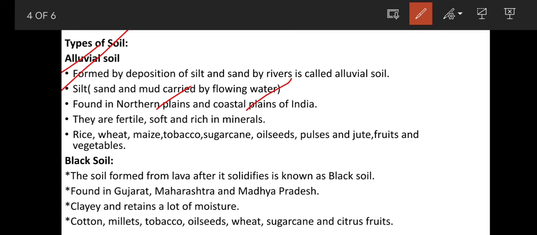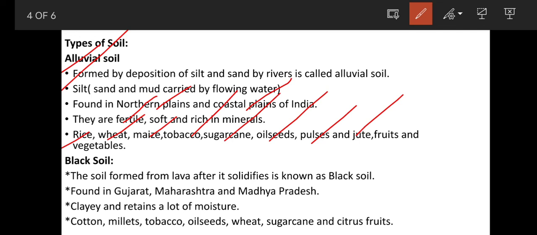And these types of soils are very fertile. Some of the crops which can be grown in alluvial soil are rice, wheat, maize, tobacco, sugarcane, oilseeds, pulses, and jute. Also fruits and vegetables are grown in alluvial soil.